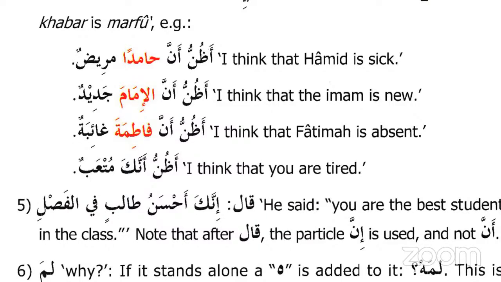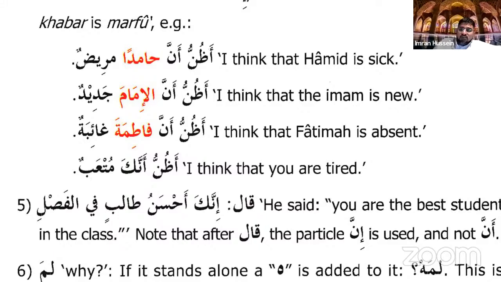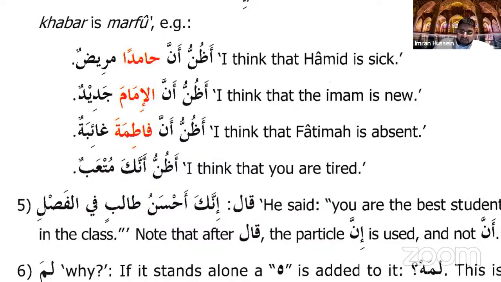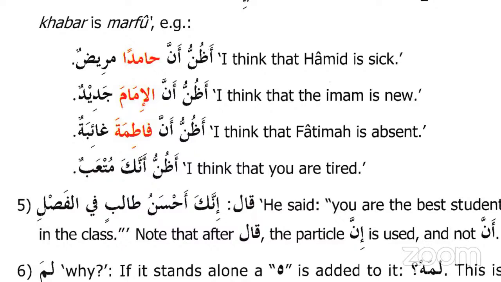Excuse me, sir. Just an out-of-the-box question. What is the role of anna over here? Adhunnu means I think, and anna shows certainty. What's the connection? Why is anna there? On one side it says I think, which is doubt, and then there is certainty. A contradiction? There must be a role of anna over here.